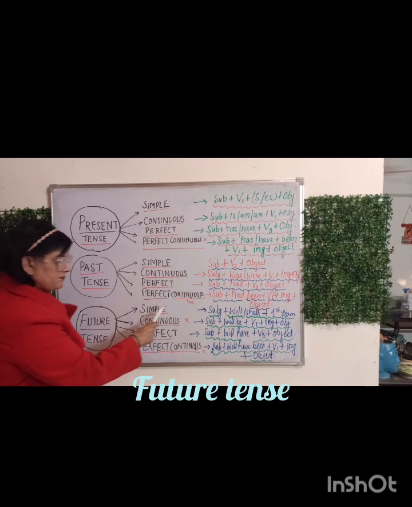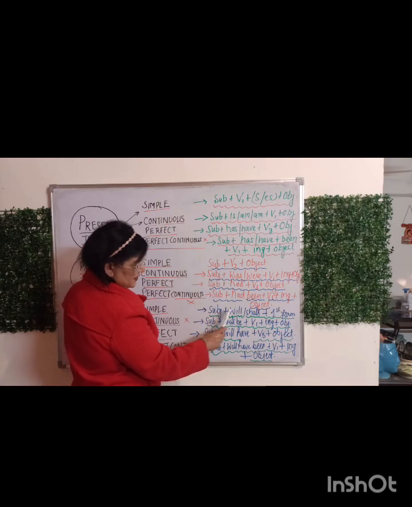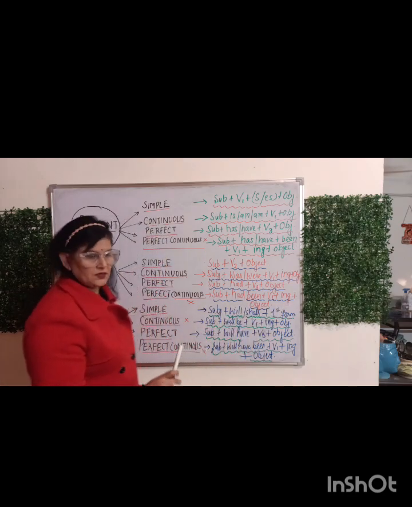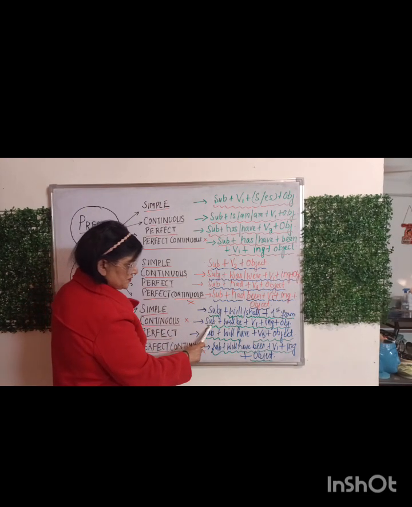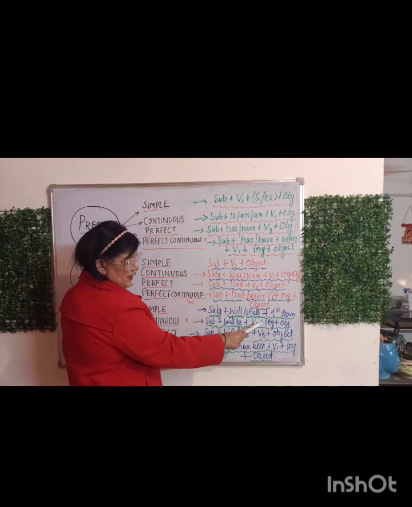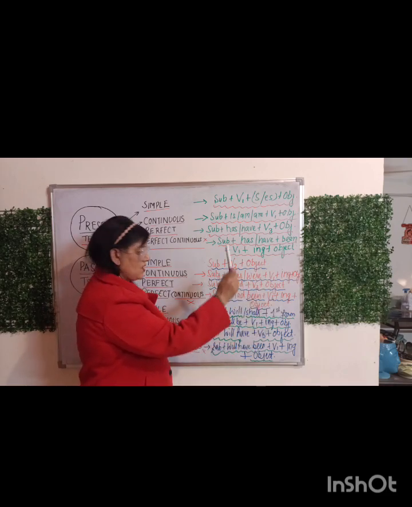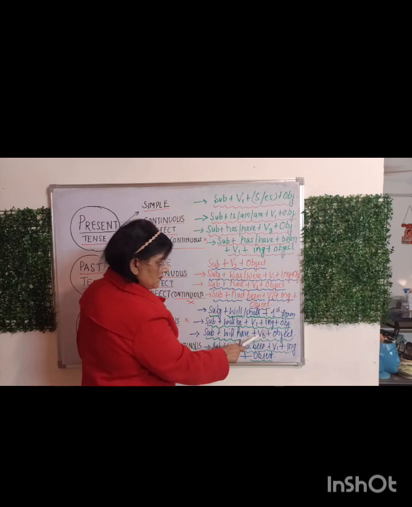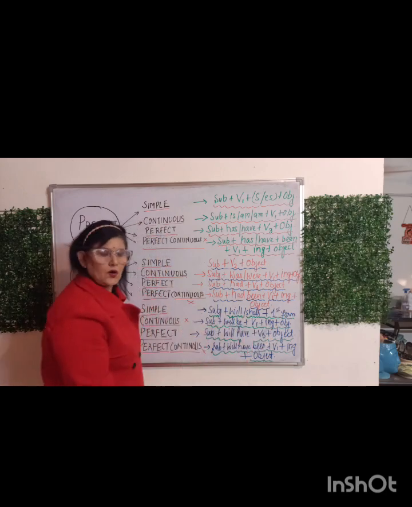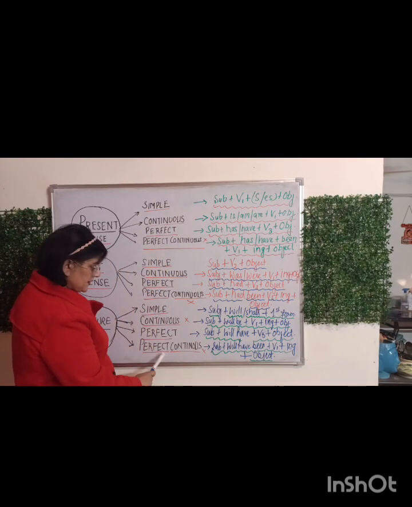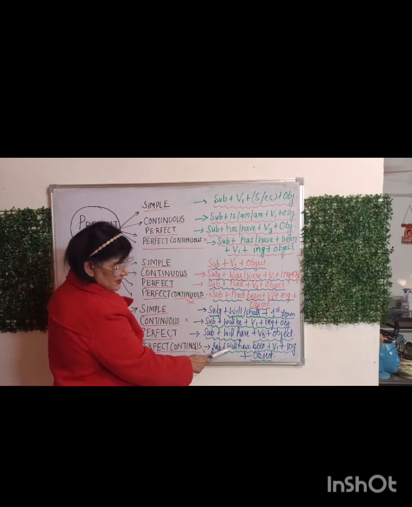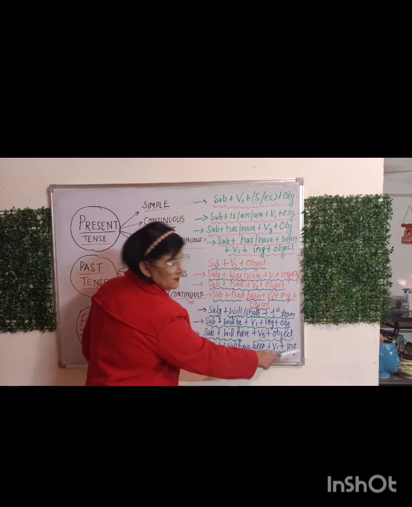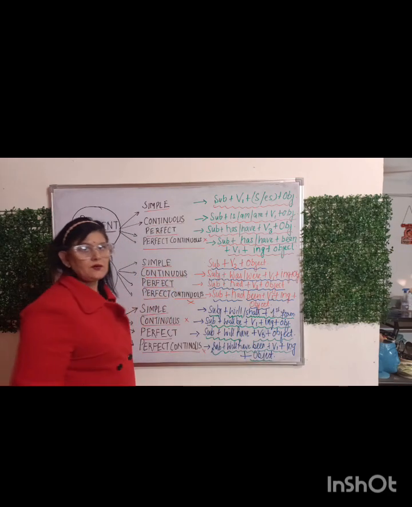For future simple, the formula will be subject plus will/shall plus first form plus the object. And future continuous, subject plus will be plus V1 plus ing plus object. And future perfect, subject plus will have plus V3 plus object. And future perfect continuous tense, subject plus will have been plus V1 plus ing and then object.